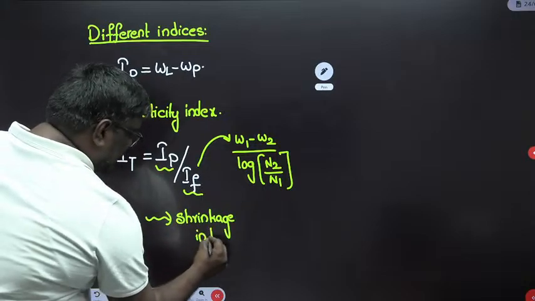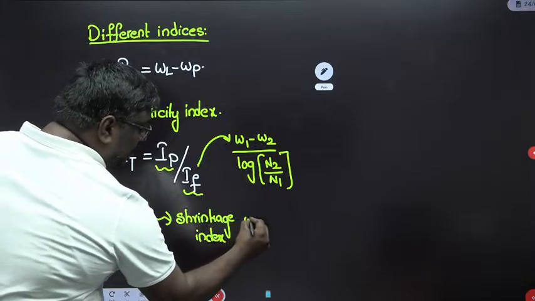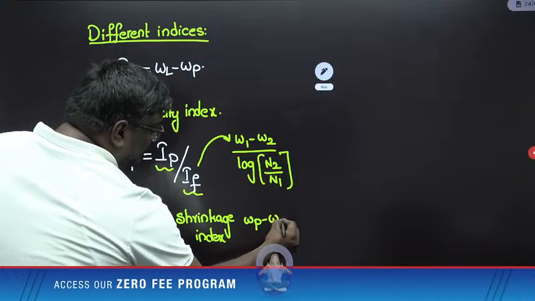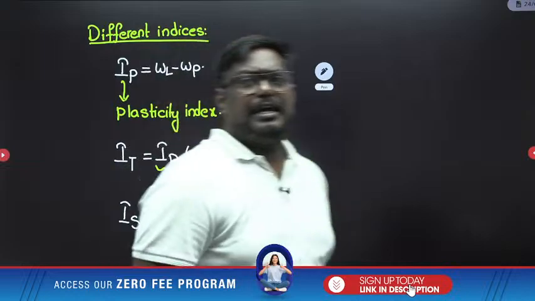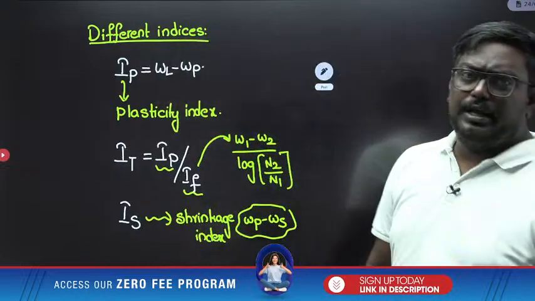Shrinkage index. And shrinkage index is given by the formula WP minus WS. This is what we mean by shrinkage index. I hope you are following, my dear students.